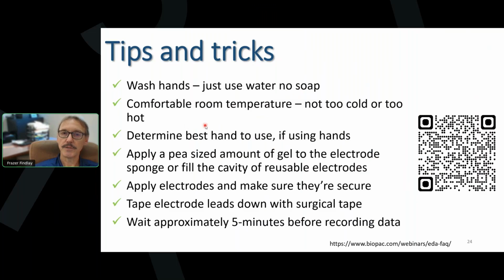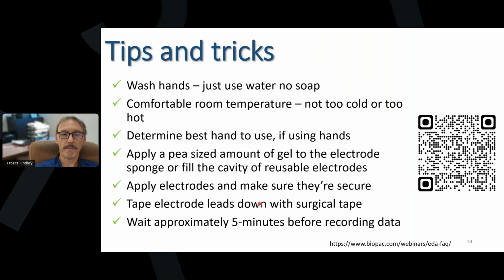Determine the best hand to use if you're using hands or another location. Apply a pea-sized amount of gel to the sponge of the electrode, and then apply the electrodes, making sure that they are fully secure and they're not going to come off. We also recommend taping the electrode leads down as well, because that way you avoid electrode leads banging around, because that can induce artifact. And then before you actually start to collect data, you want to wait approximately 5 minutes before the recording commences.